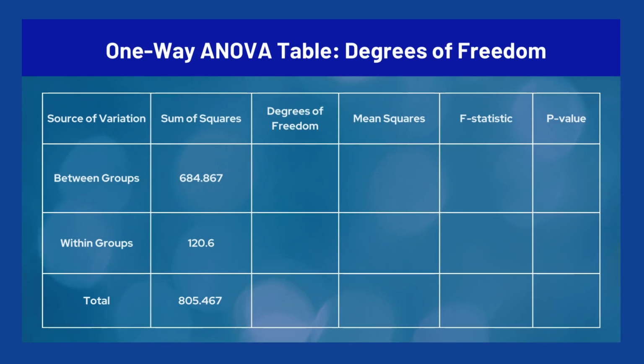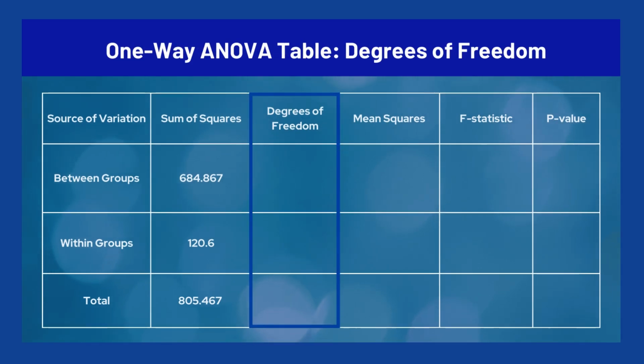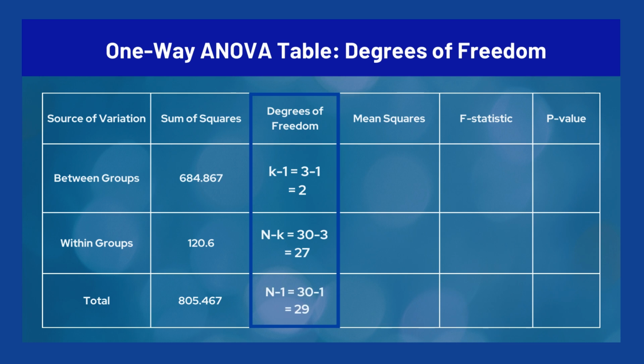In the second step, we will calculate the degrees of freedom values. The degrees of freedom between groups is k-1, that is 3-1 equals 2, where k is the number of groups. The degrees of freedom within groups is n-k, that is 30-3 equals 27, where capital N is the total number of observations across all the groups. The total degrees of freedom is n-1, that is 30-1 equals 29.